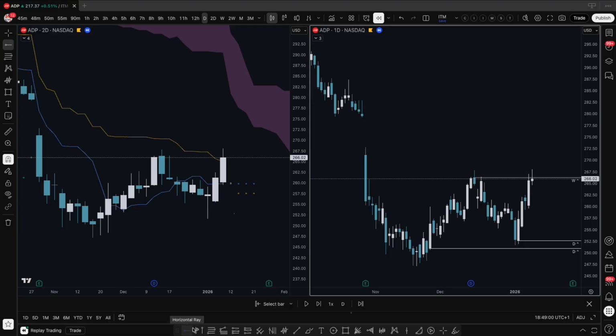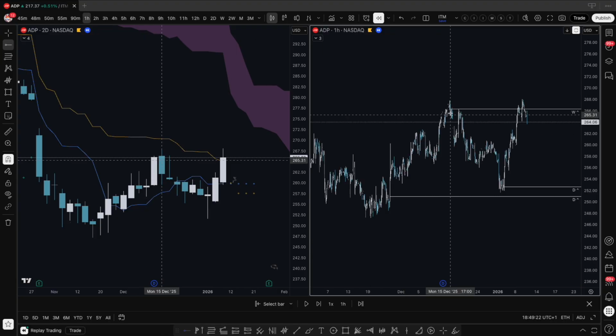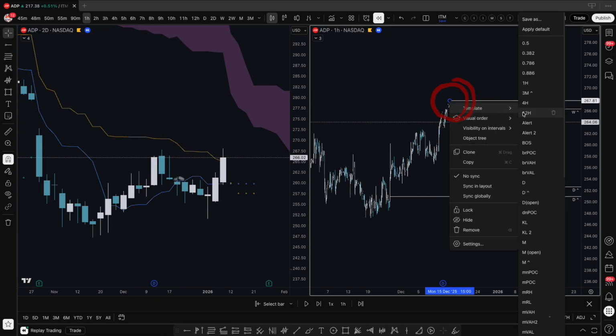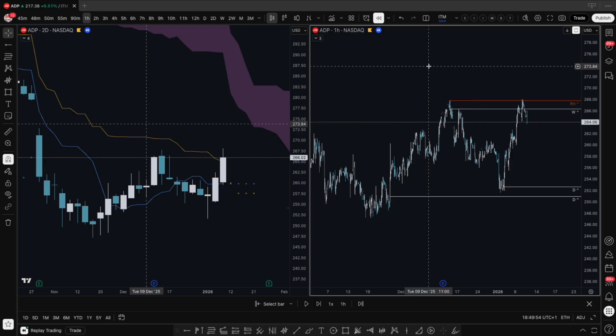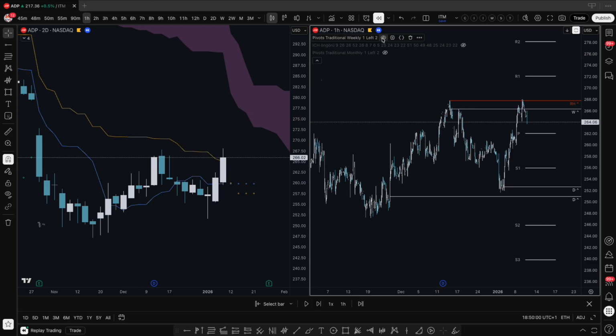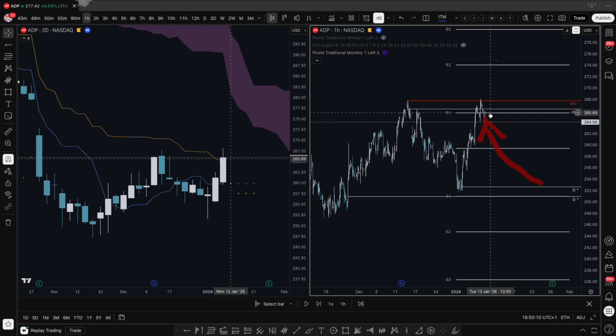So let's go lower. Okay, so I would also mark this level as a range high. Some people call it also SFP or liquidity level. I call it range high. So what do we do next? Let's look at our pivot points. Nope. Let's look at monthly. Okay, so we have this R1 monthly pivot point.